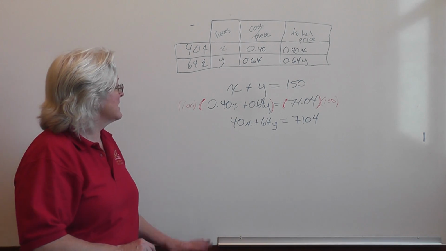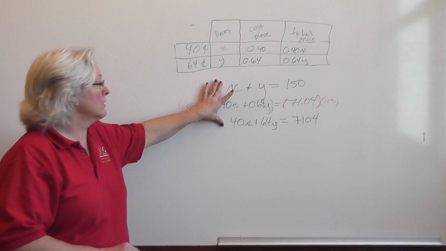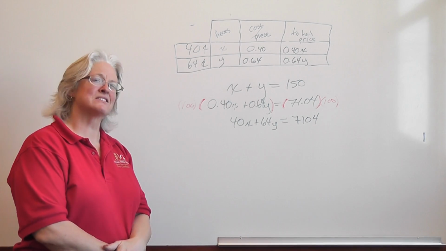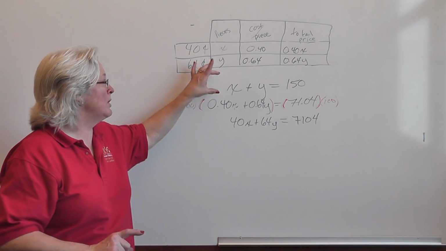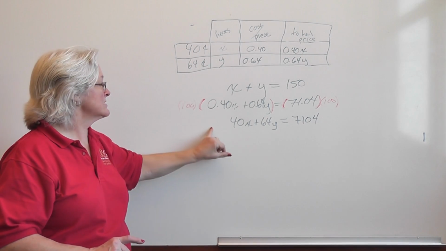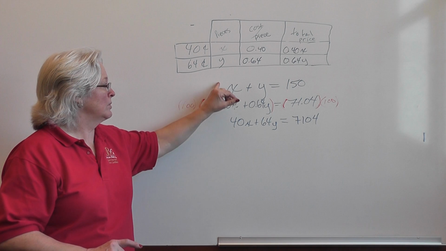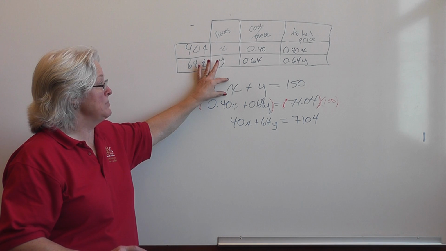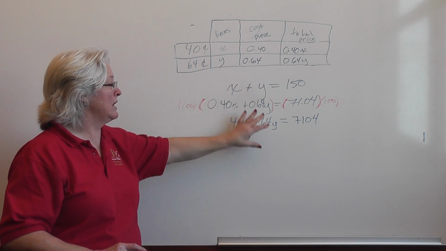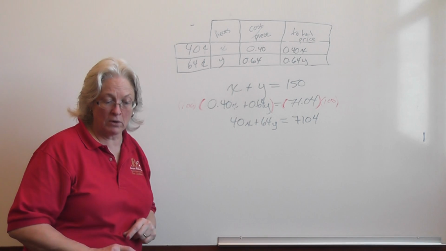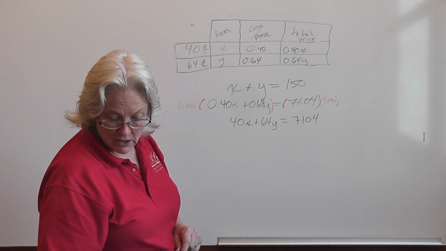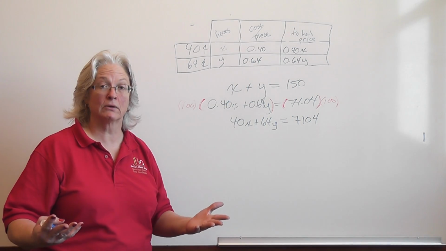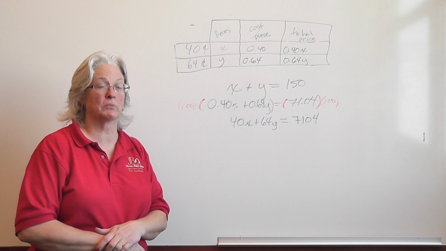Now, I had said we can go ahead and substitute. Can we go ahead and substitute? Yes. But let's not substitute. Let's go ahead and show how we can multiply this first equation by something and cancel out. What do we want to multiply by? We can multiply by maybe a negative 40. We can multiply by a negative 64. We can multiply by positive 40 and subtract. You have any number of ways that you can approach this.